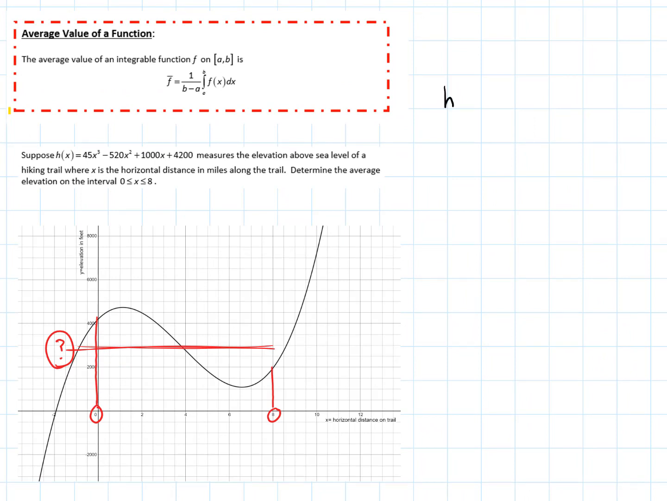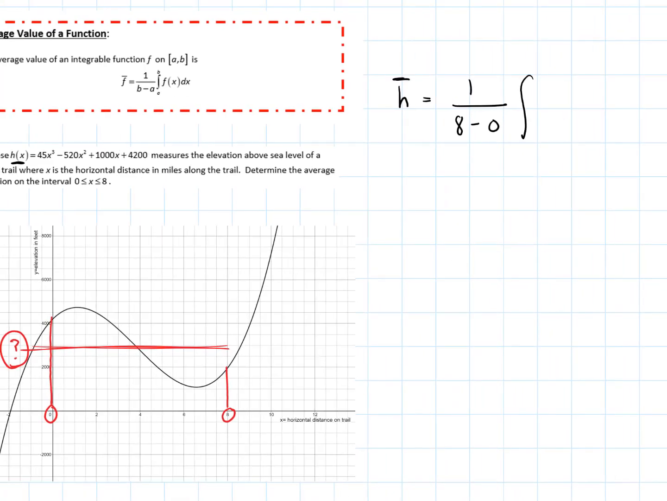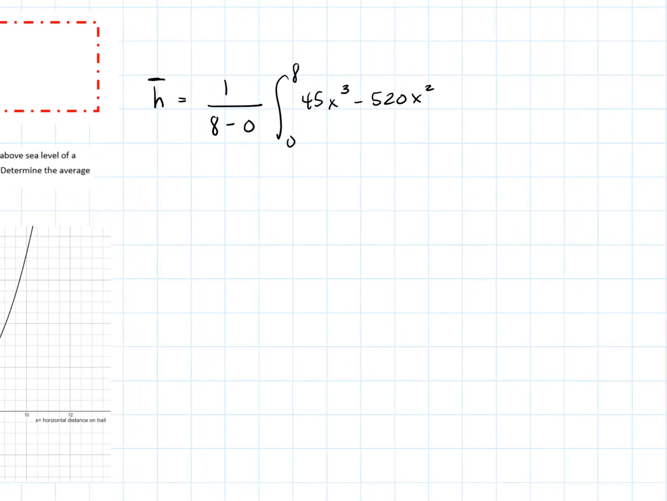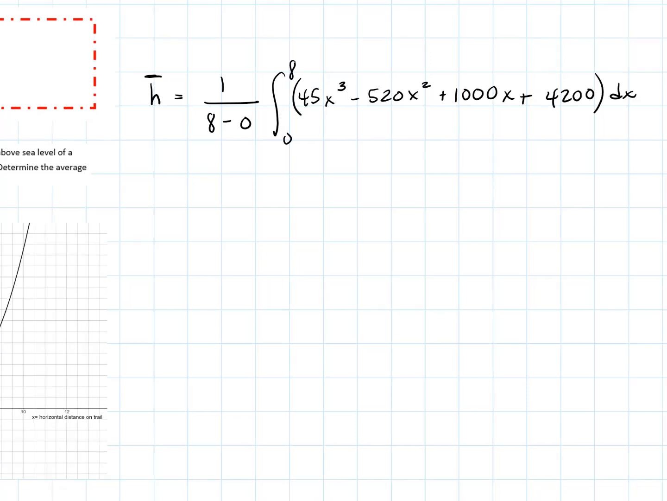If we want the average value, I'm going to use h bar, since my function is h. It's going to be equal to 1 over the length that we're looking at. We're going from 0 to 8, so 1 over 8 minus 0, the length of the interval, times the integral from 0 to 8 of that function, 45x cubed minus 520x squared plus 1000x plus 4200 dx. And that's how we're going to find the average value.